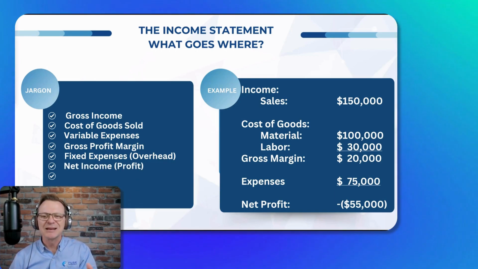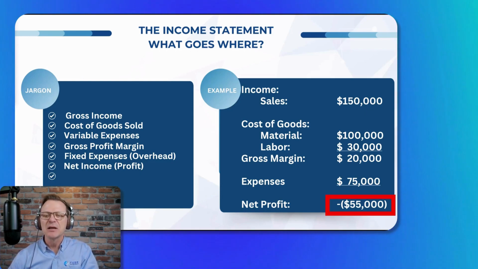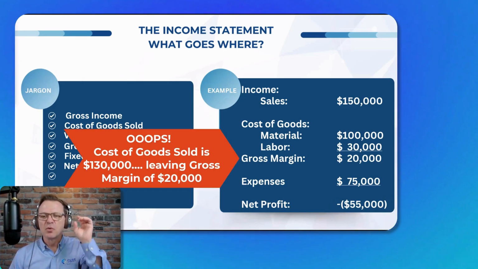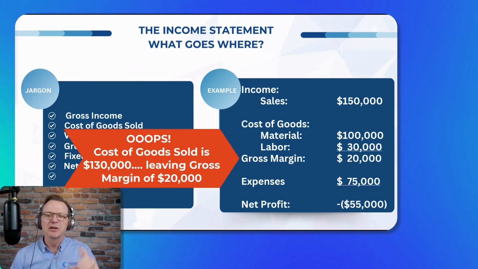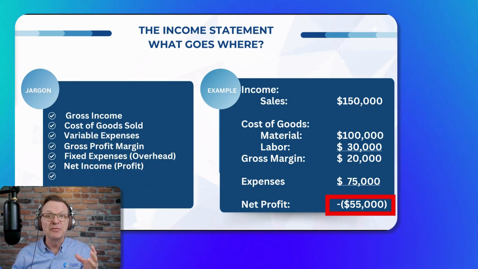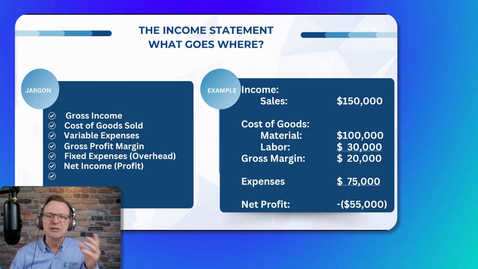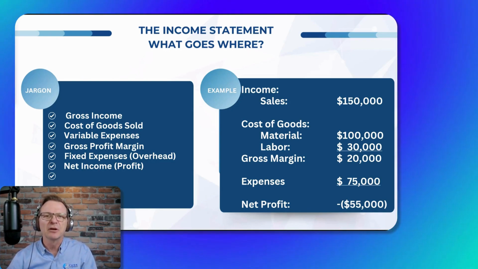What's next? Net income, that's the bottom line. In this case, you can see on the example on the right-hand side, you've got sales of 150, cost of goods sold of 20, expenses of 75, and therefore net income or profit of negative $55,000. Look real closely at that number. It's got a negative sign. It's got parentheses. Sometimes you'll see just a negative sign. Sometimes you'll see just parentheses. I put them both in there to be very clear.